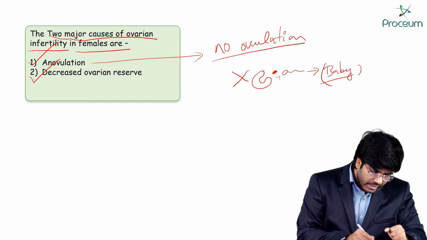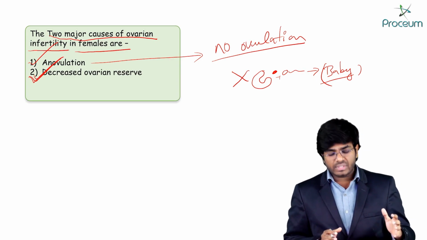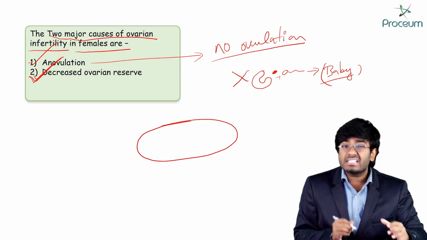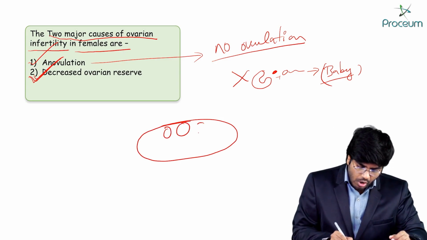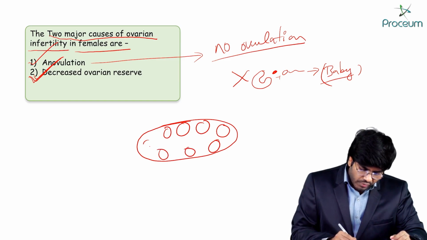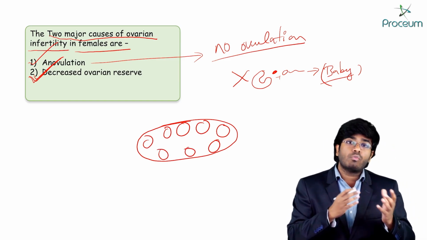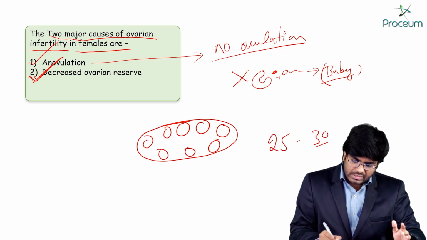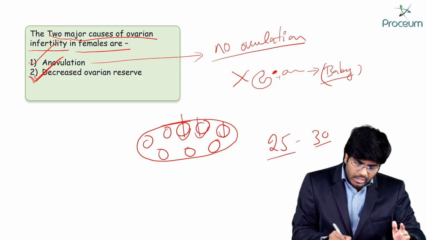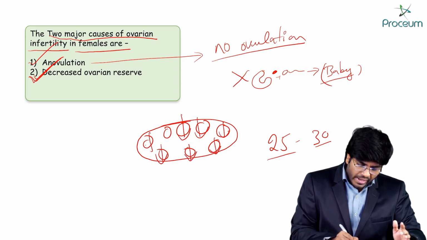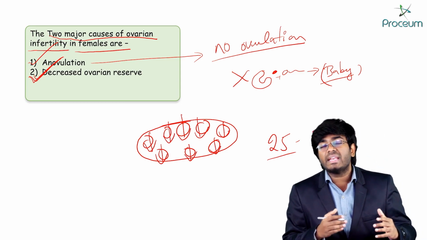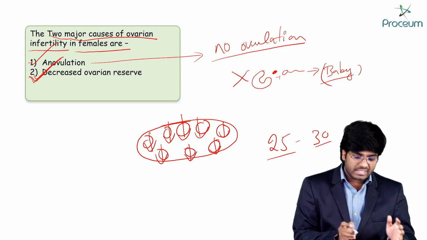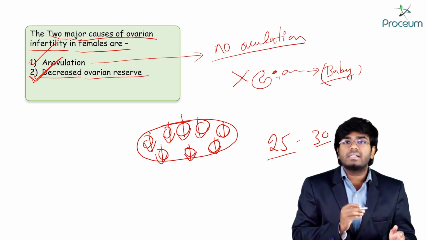Now the second important ovarian cause of infertility is decreased ovarian reserve. Usually inside the female ovaries, she should have lots of eggs. She should have lots of ovarian follicles, and these follicles should rupture and release the ovum that should be fertilized. But what if at the age of 25 or 30 years, her ovarian reserve is going down? In her ovaries, there are no eggs left. That is premature ovarian failure. The eggs are getting depleted in the ovaries. That's the decreased ovarian reserve.